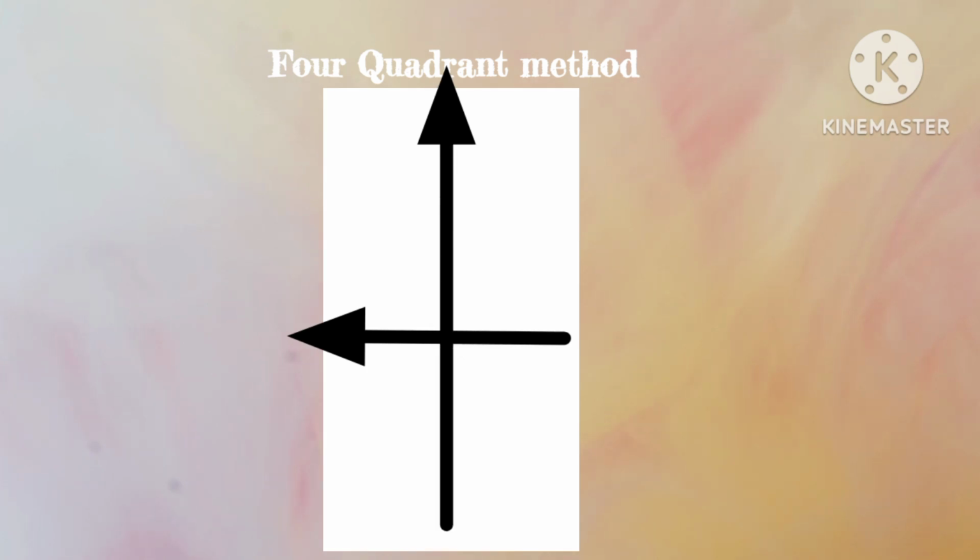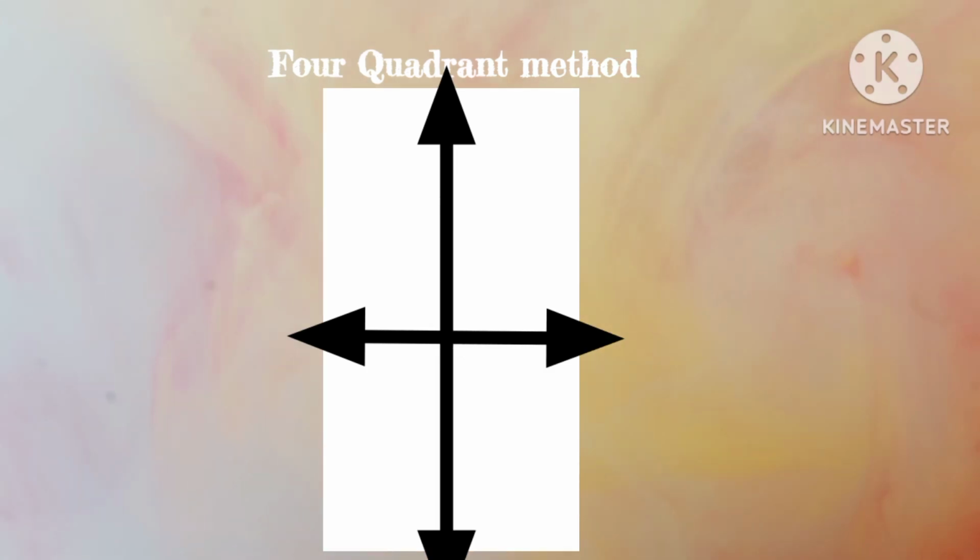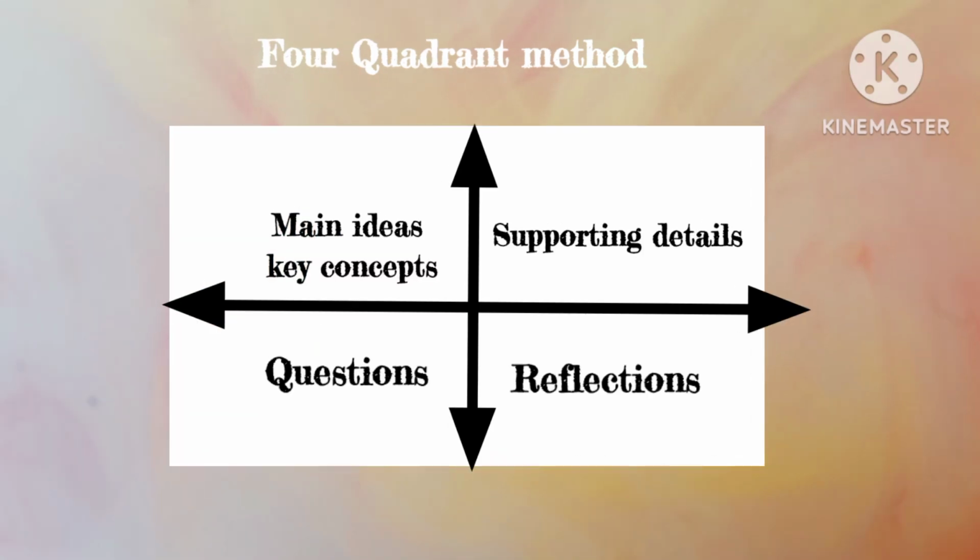The 4 quadrants method is a visual note-taking strategy that divides your page into 4 distinct sections, each serving a specific purpose. This method is particularly useful for meetings, brainstorming sessions, or when you want to categorize different types of information. Here's how to do it.